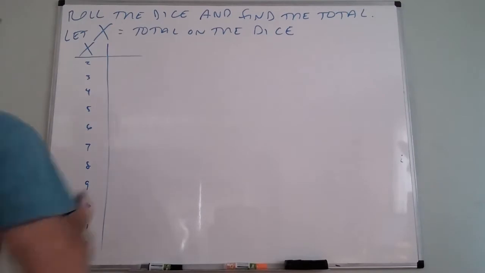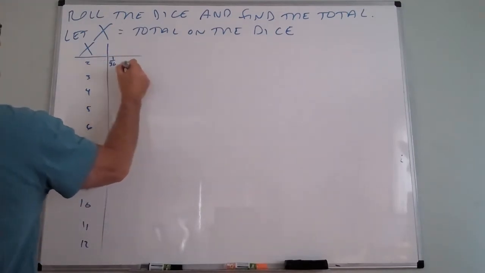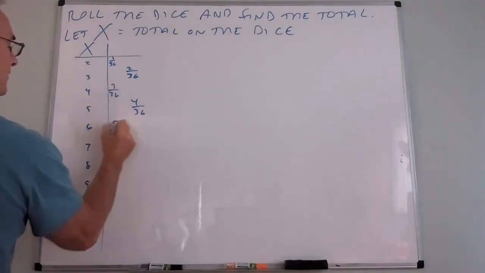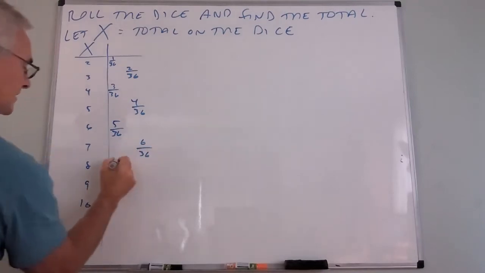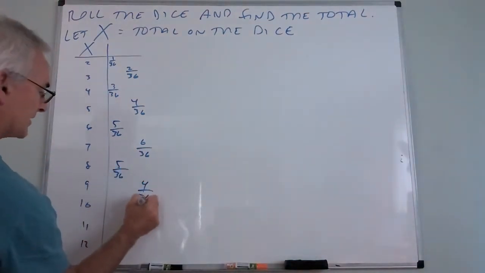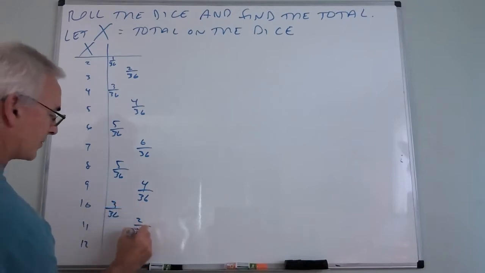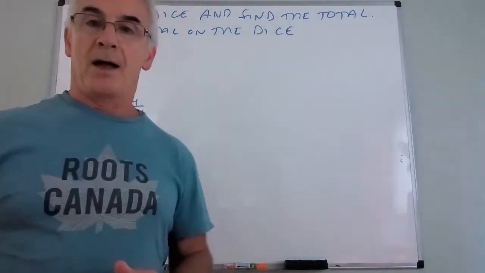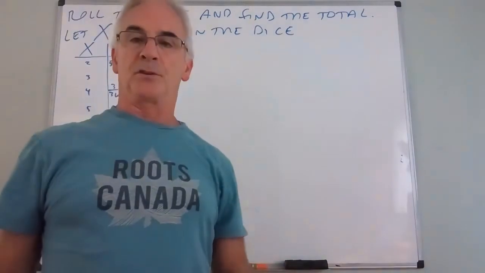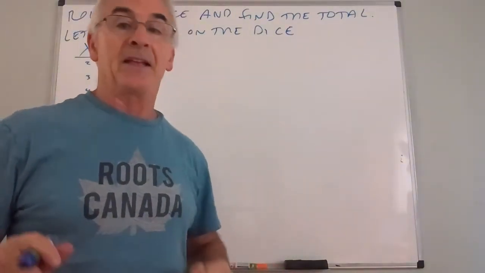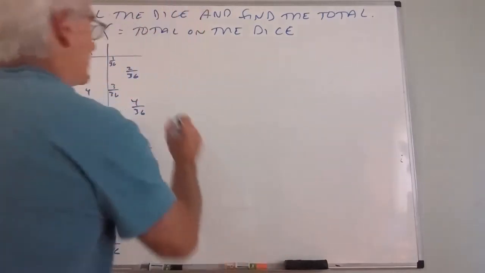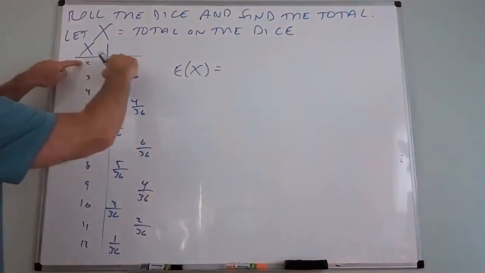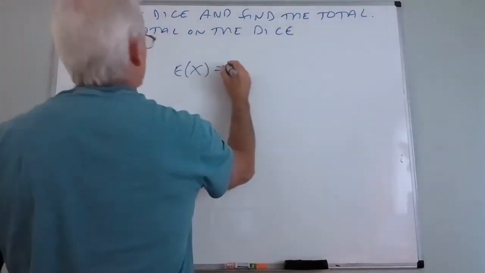We know that. We know the probability was 1 over 36, 2 over 36, 3 over 36, 4 over 36, 5 over 36, 6 over 36, 5 over 36, 4 over 36, 3 over 36, 2 over 36, 1 over 36. I'm going to roll the dice one time. What should I expect the total to be? That doesn't mean that's what it is. It just means it's the most likely outcome. So in this case, the expected value of X is 2 times 1 over 36 plus 3 times 2 over 36.